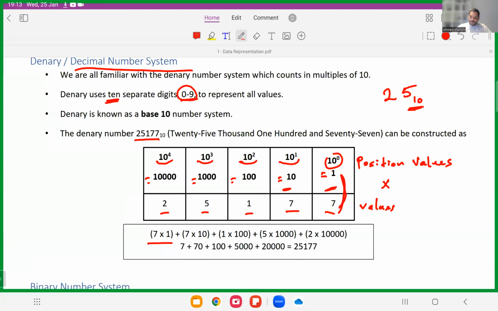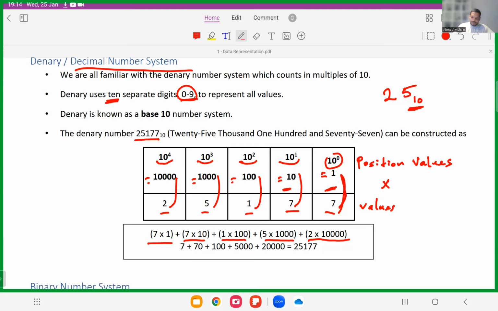Then if you move on to the next one, you would see we have 7 times 10. So we are taking the value and multiplying it by the position value. Now we have 1 times 100. You can see we have done that over here. Then we have 5 times 1,000, and then 2 times 10,000. We have taken the value and multiplied it by the position value.